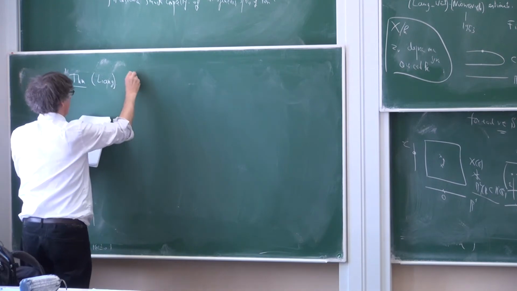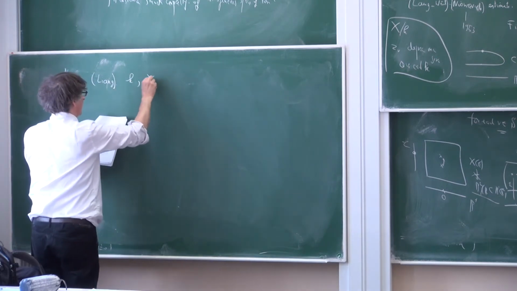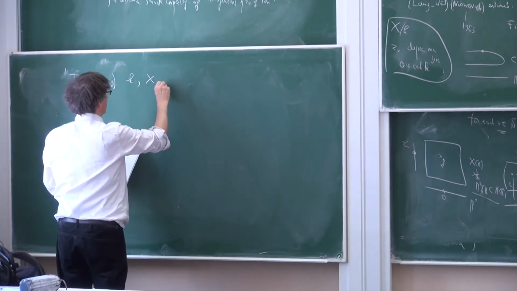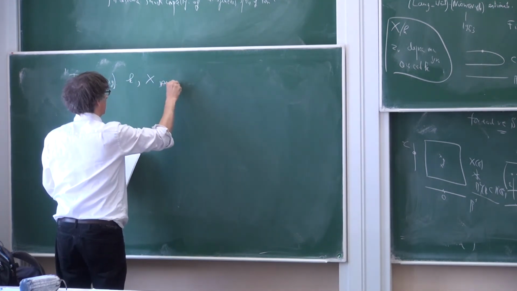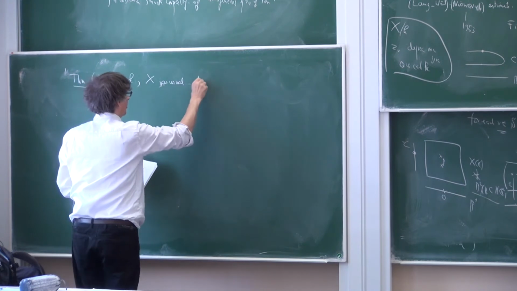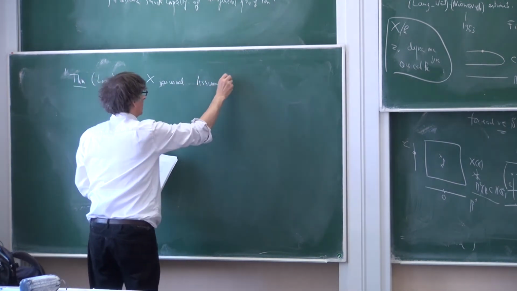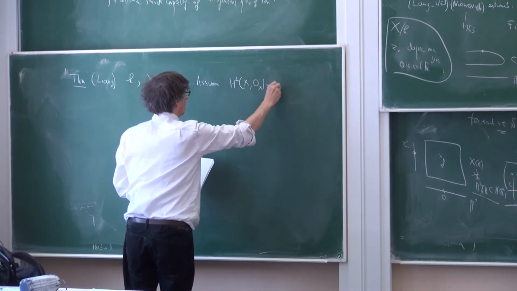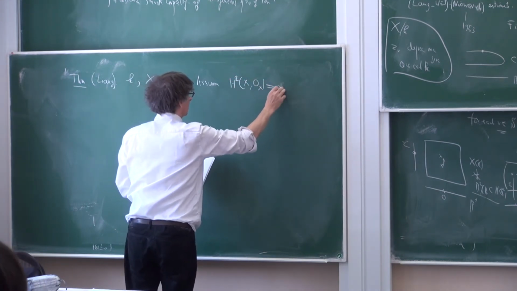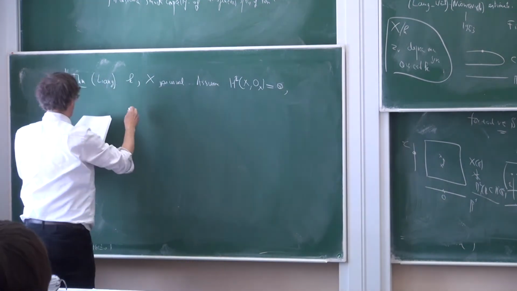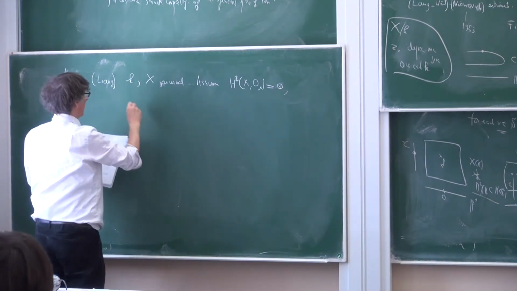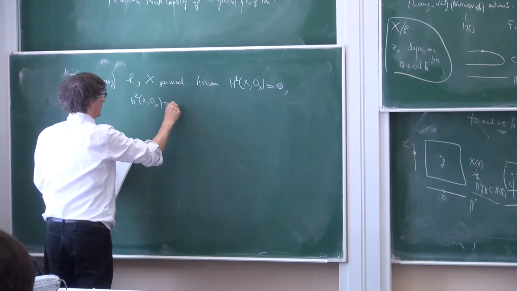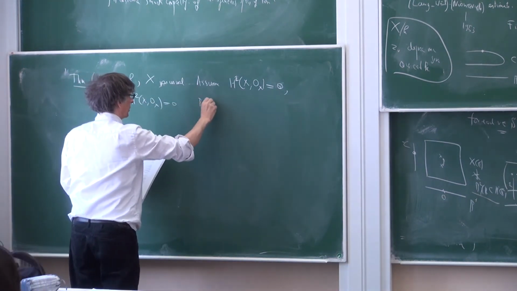So you take k a number field as usual, X smooth and projective as usual, geometrically connected. Now, assume that H1 of X, O_X is 0, and that H2 of X, O_X is 0, and that the Picard group has no torsion.